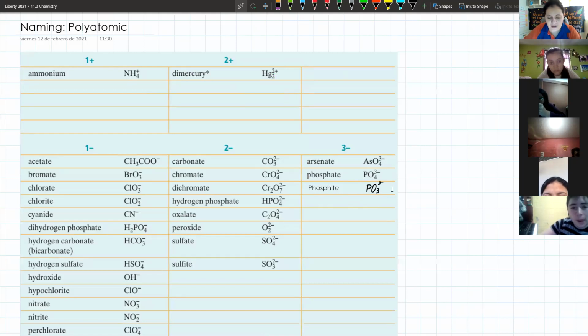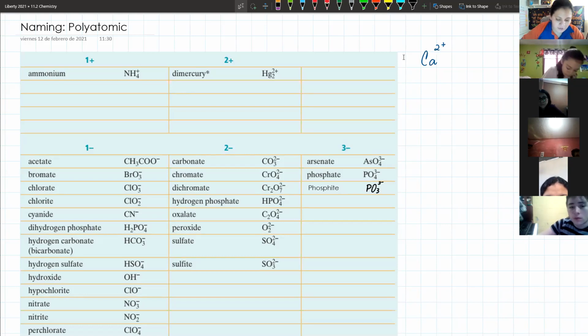So right now, I'm going to choose an element. I want to work with that element over there, calcium. Calcium has an oxidation state of 2 positive, okay? And right now, I'm going to give you 3 examples of how to name compounds that involve polyatomic ions.